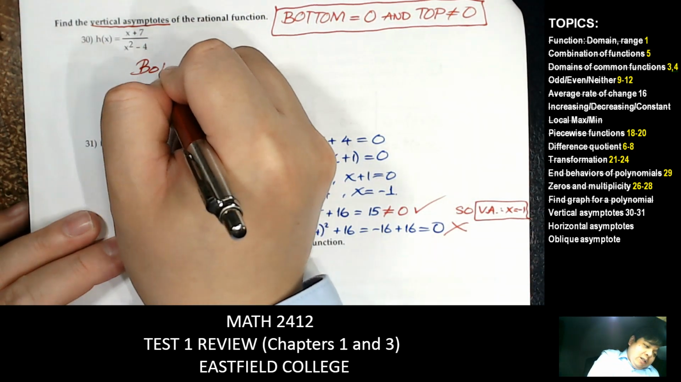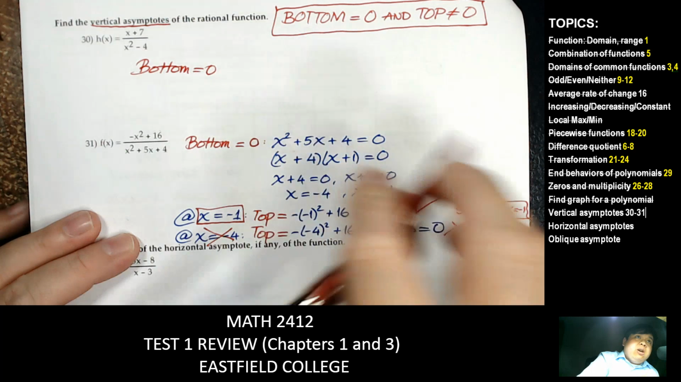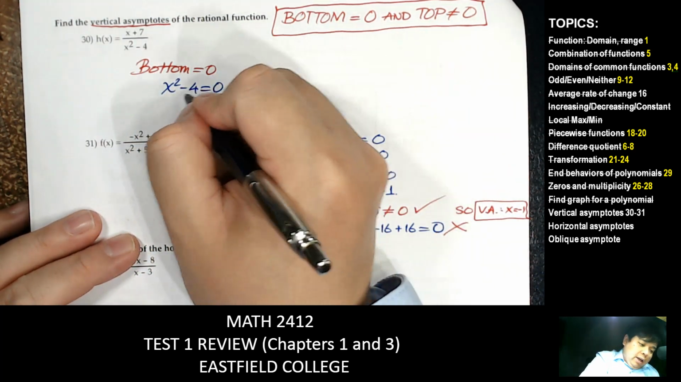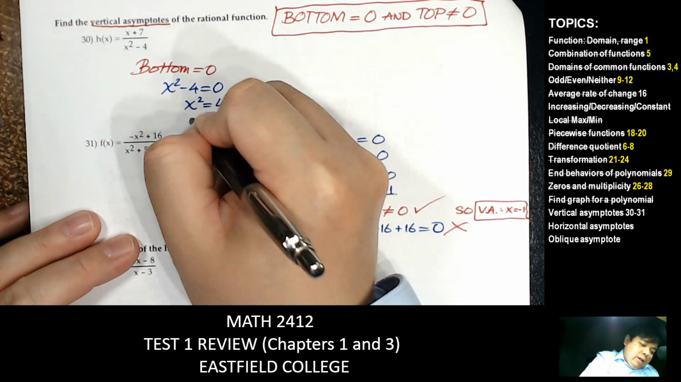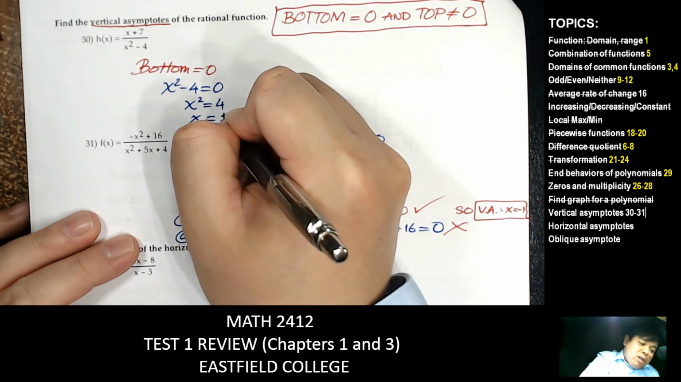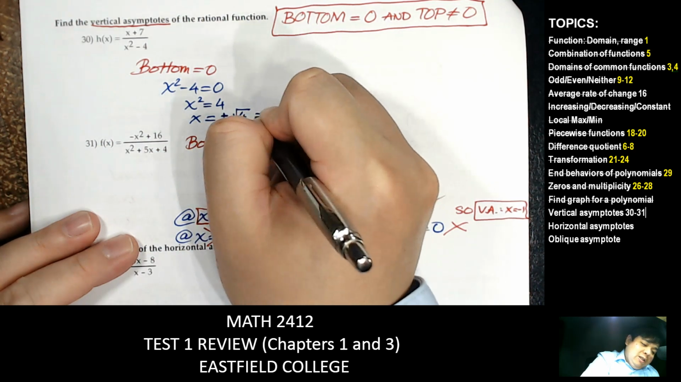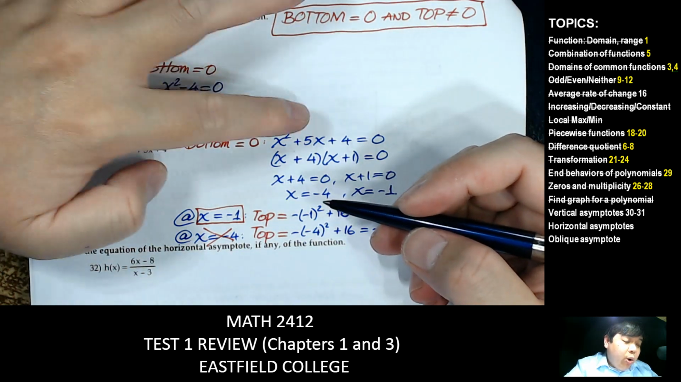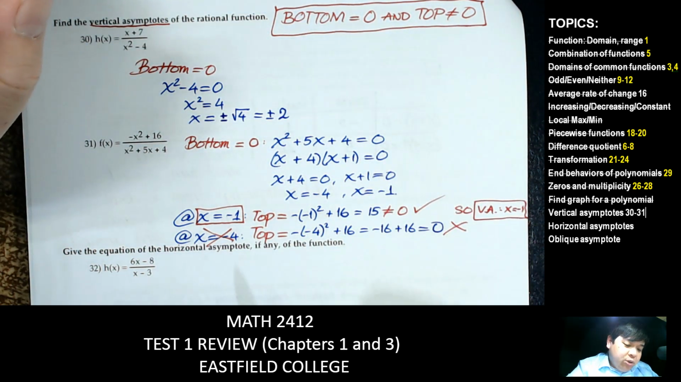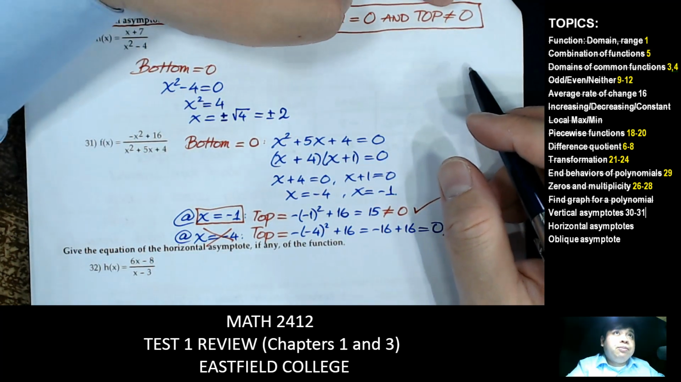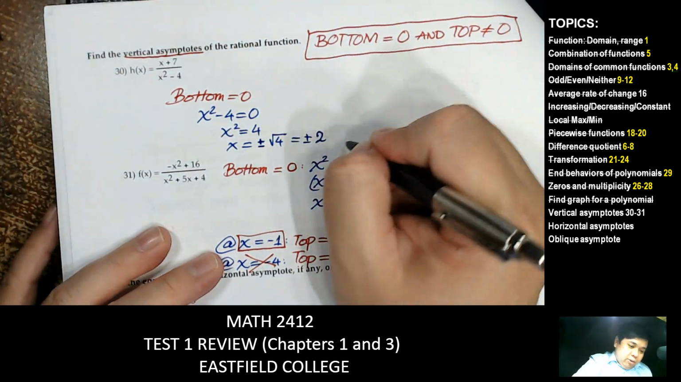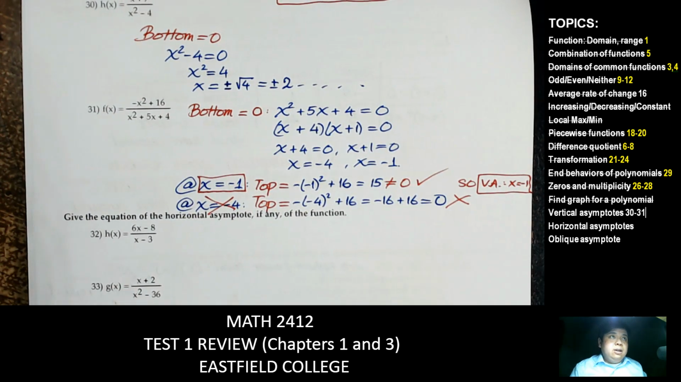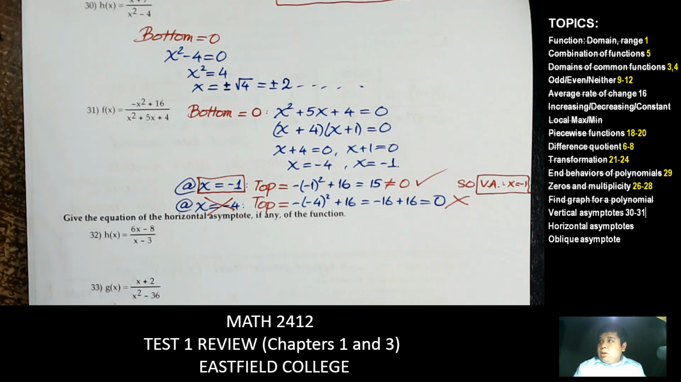In the next one, we start with the bottom equal to 0. And x squared is equal to 4, so x equals plus or minus 2. Make sure there's a plus or minus here. You need to check that when you put 2 or -2 in here, the top is not equal to 0, so we have to do both of them. There's something left for you to do. So that is the vertical asymptotes.